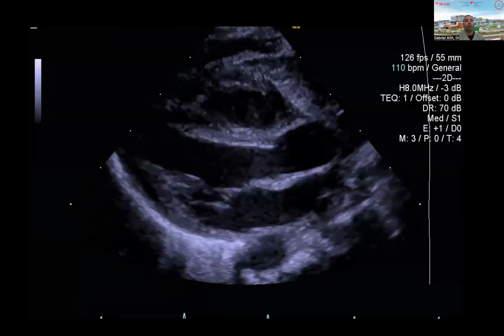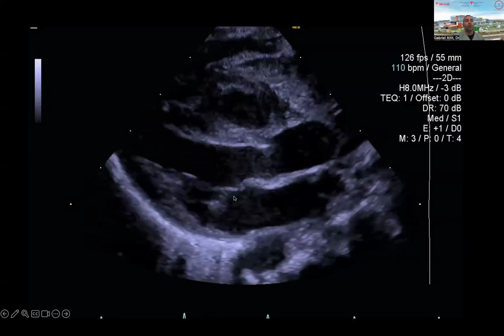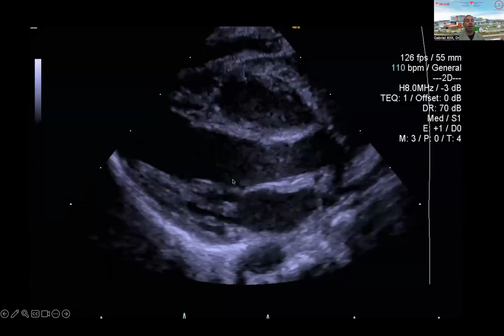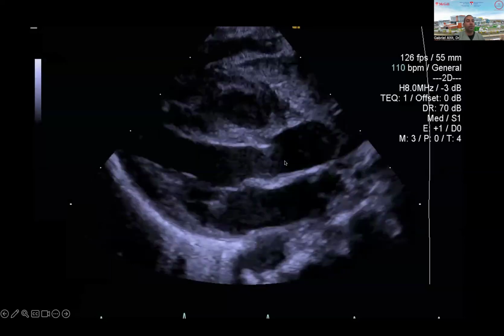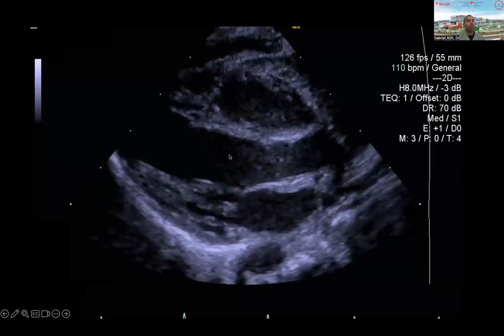So this, we're going to just quickly go over again. Parasternal long axis view. You see the valve here, which is the mitral valve. The mitral valve, when it's in systole, I don't know if you notice, when the aortic valve is open, this whole corridor is wide open. There's nothing that comes in front of it.